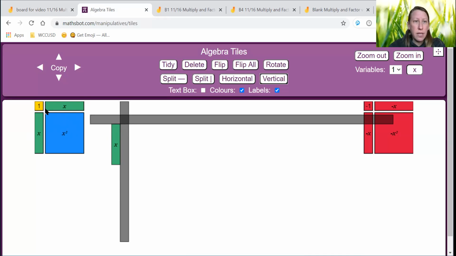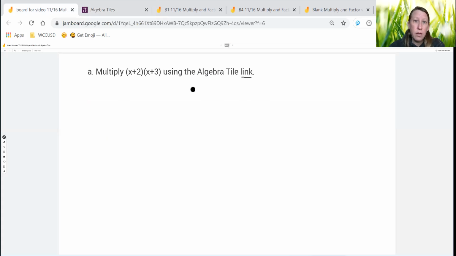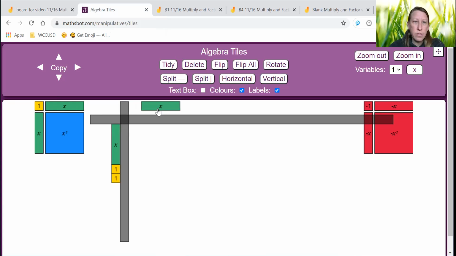This represents x, and we want x plus 2. Now I could grab 2 over, or I could use the copy function. So there's x plus 2. Along the other side of our rectangle, we want x plus 3 because we're multiplying these two things together. So we want to find out what the area is. So along the top, I'm going to put x, and then I'm going to copy x plus 3. So I have now built my problem. I've built x plus 2 times the quantity x plus 3.